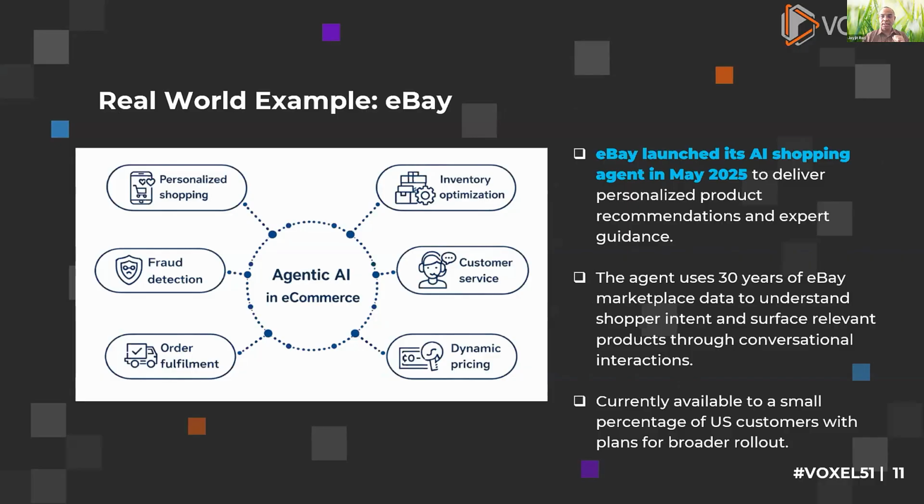eBay actually created an AI shopping agent in May 2025, and in a limited scope, they launched it, right? They trained the different models of that agentic framework with their 30-year-old marketplace database, and they're rolling it in and doing a lot of experiments.